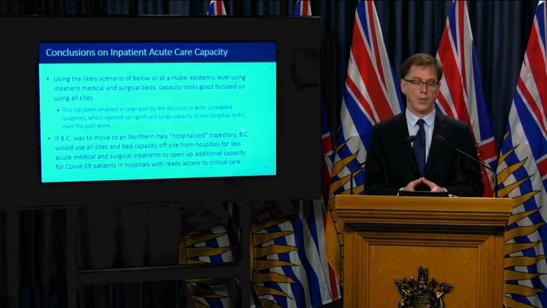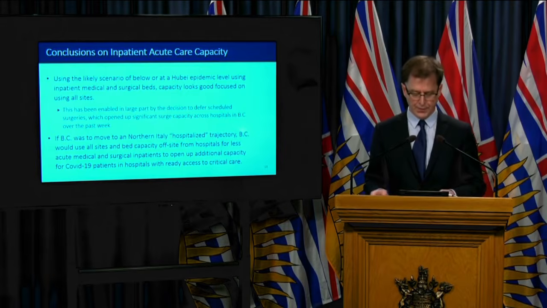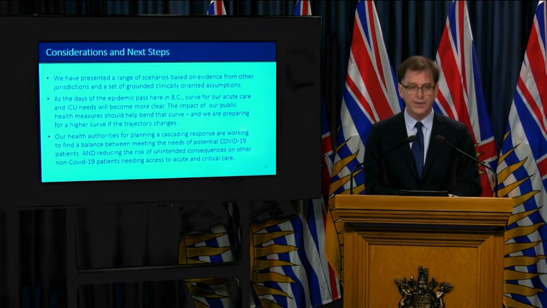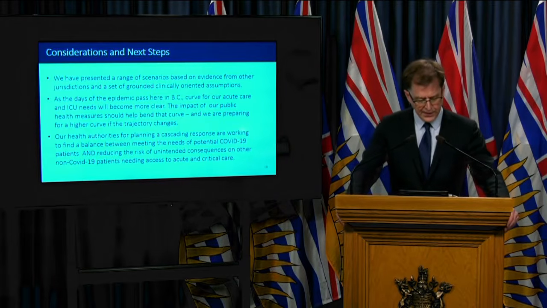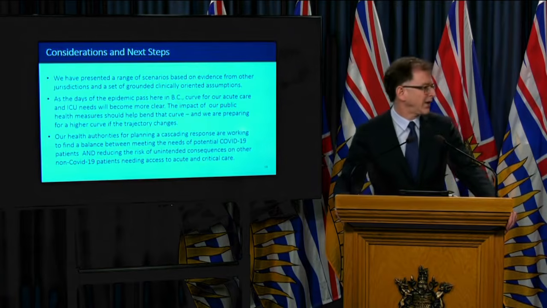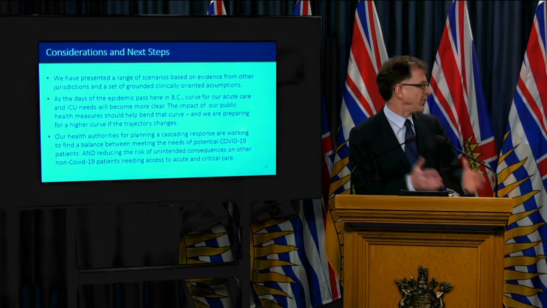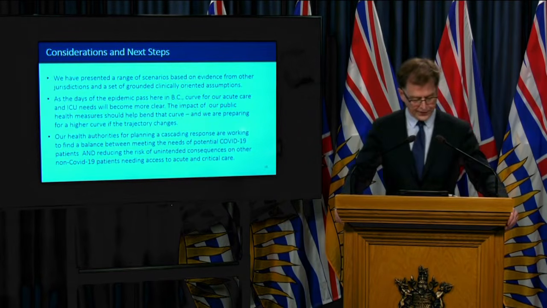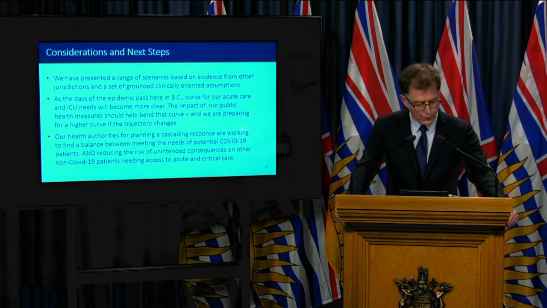In other words, while we are absolutely determined to have the best results, we are preparing for the worst possible scenarios. We presented a range of scenarios based on evidence from other jurisdictions and a set of grounded, clinically oriented assumptions. As the days of the epidemic pass here in BC, our needs will become more clear. I think it's fair to say, Dr. Henry, that our epidemiologists would always say that next week they'll be better and the week after they'll be better, and we are going to obviously continue to update this as we go forward.